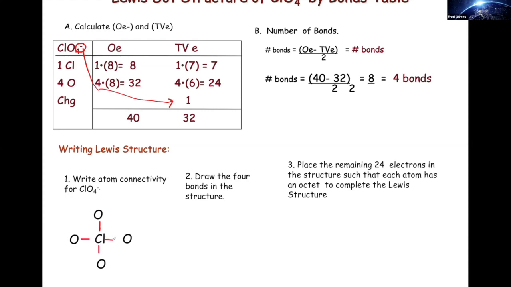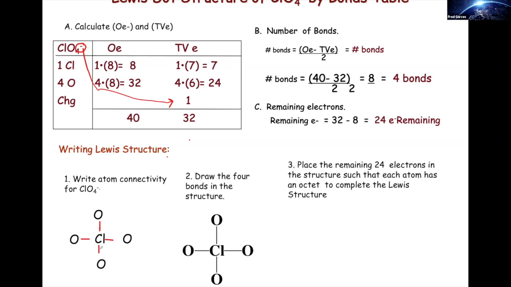The next thing you want to do is calculate the number of lone pair electrons. So 32 minus 8. Why 8? Because 8 is the number of electrons we already committed to bonds. 32 minus 8 is 24. 24 divided by 2 is 12. So that's a total of 12 lone pairs.